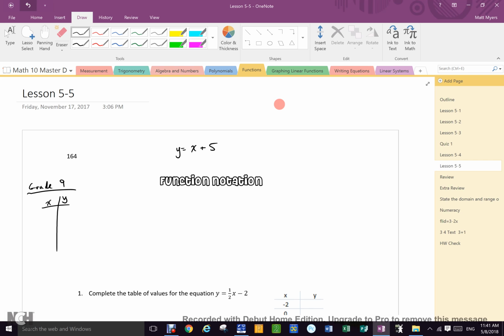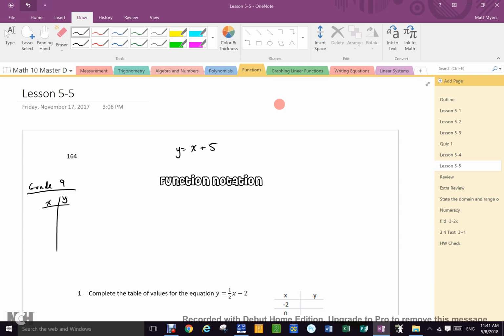In order to make a table of values, what did you need to do in the 9th grade? Pardon me? Yes, of course. You input some numbers on the x side. We didn't call them inputs in grade 9. We told you to choose some x values and put them in the x side. In grade 10, we started calling those inputs.